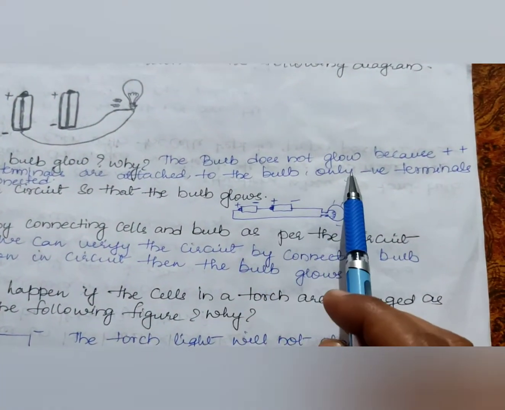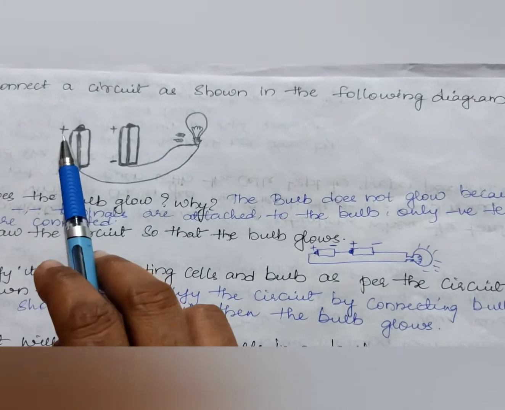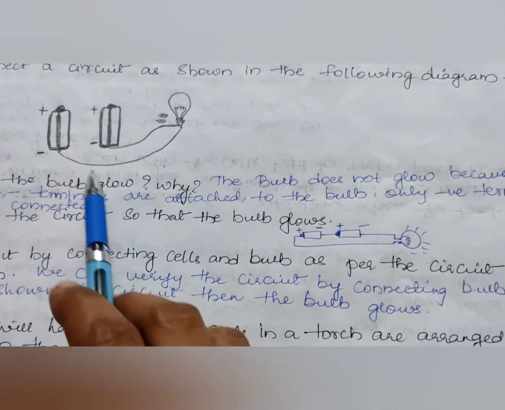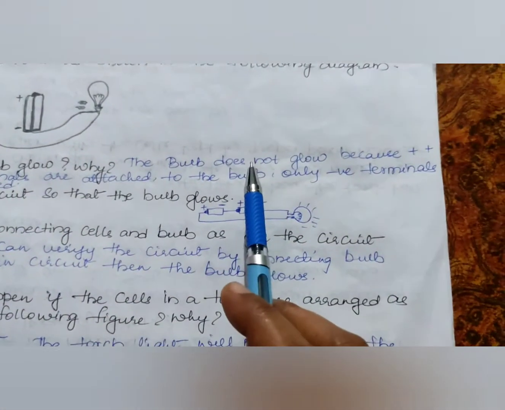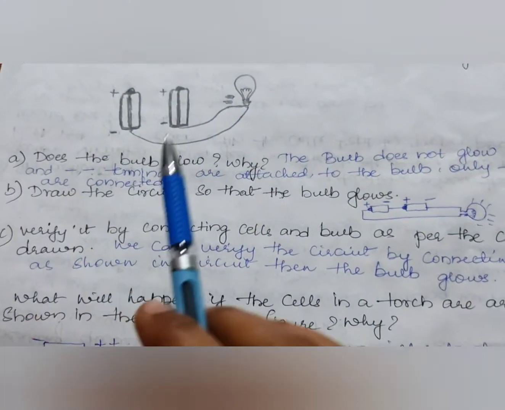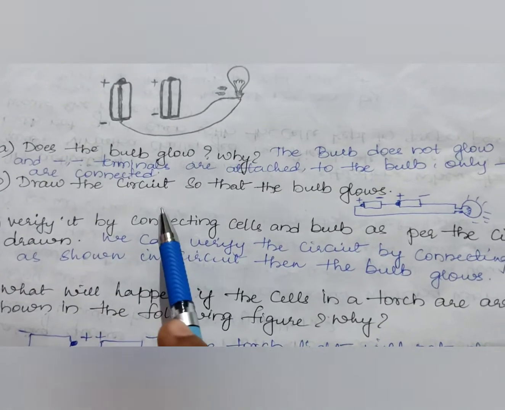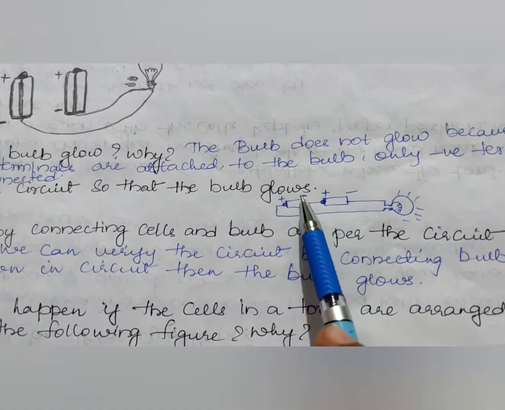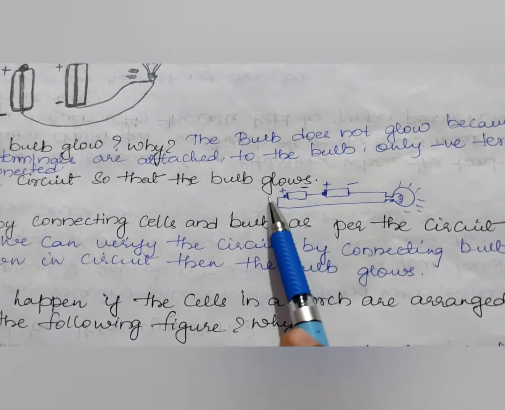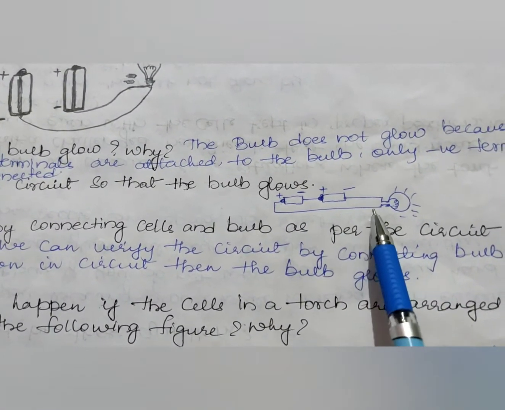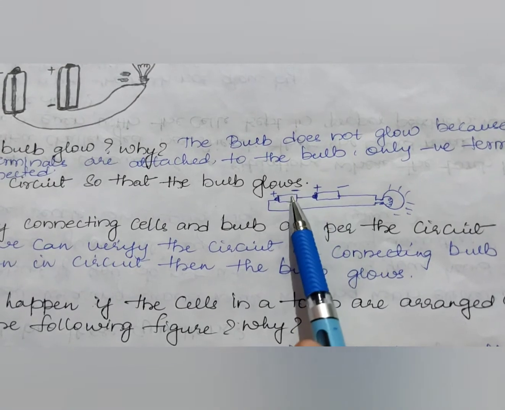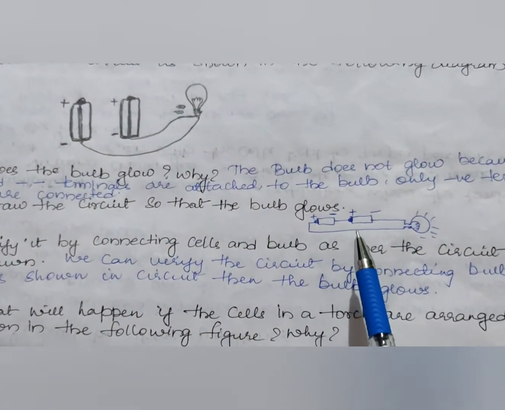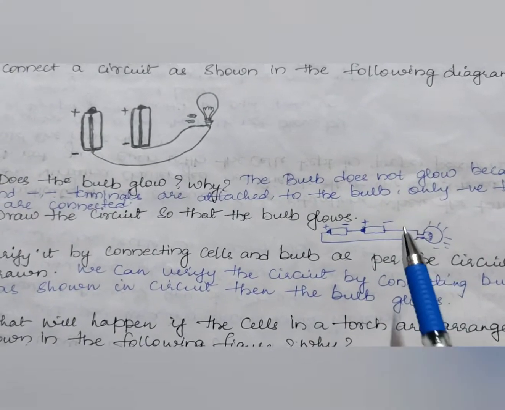The bulb does not glow because here two positive terminals and two negative terminals are joined to the bulb. Hence it will not glow. Draw the circuit so that the bulb glows. So always the positive is to be connected to the negative terminal and again it has to be connected to the bulb. So always positive terminal to negative terminal. In this manner only the circuit will become complete and the current will flow.